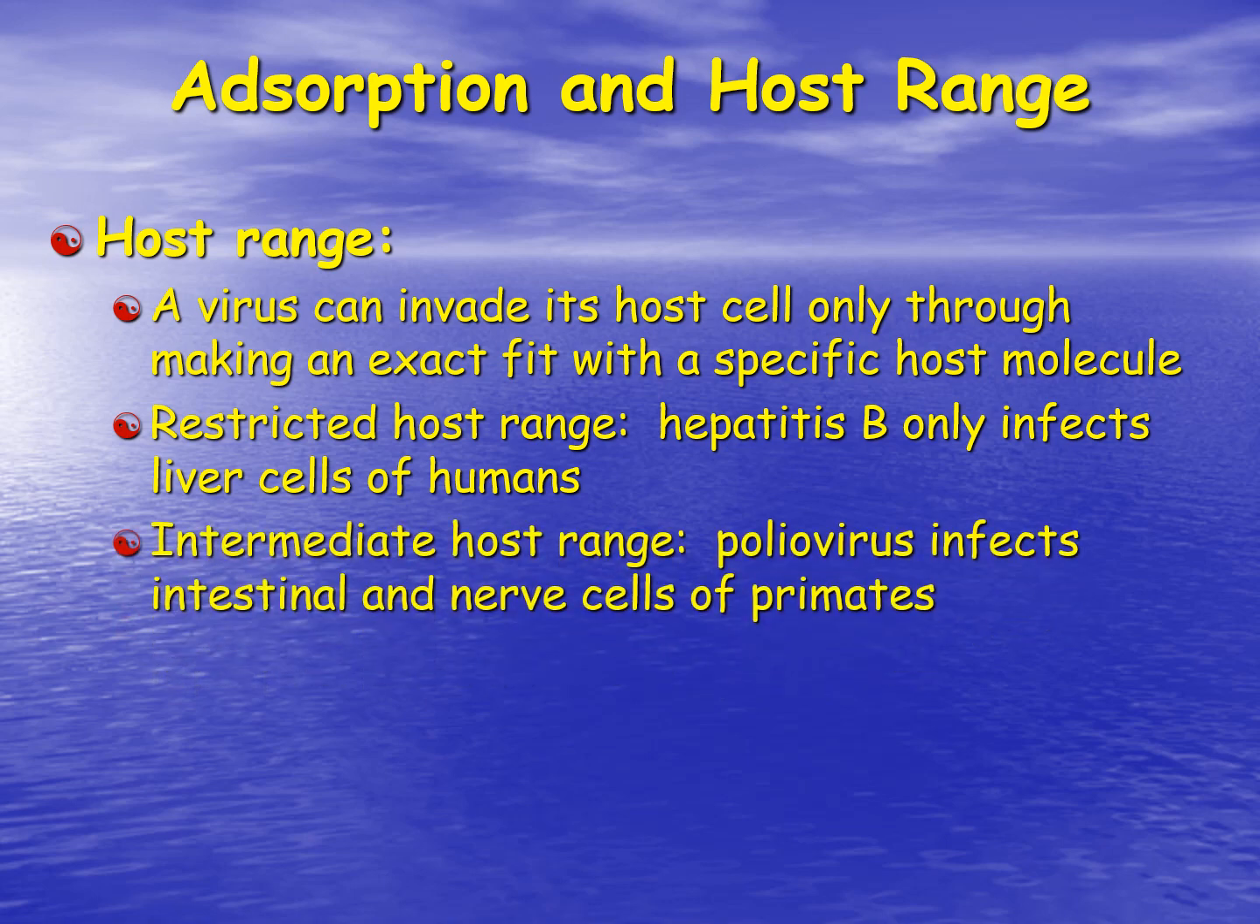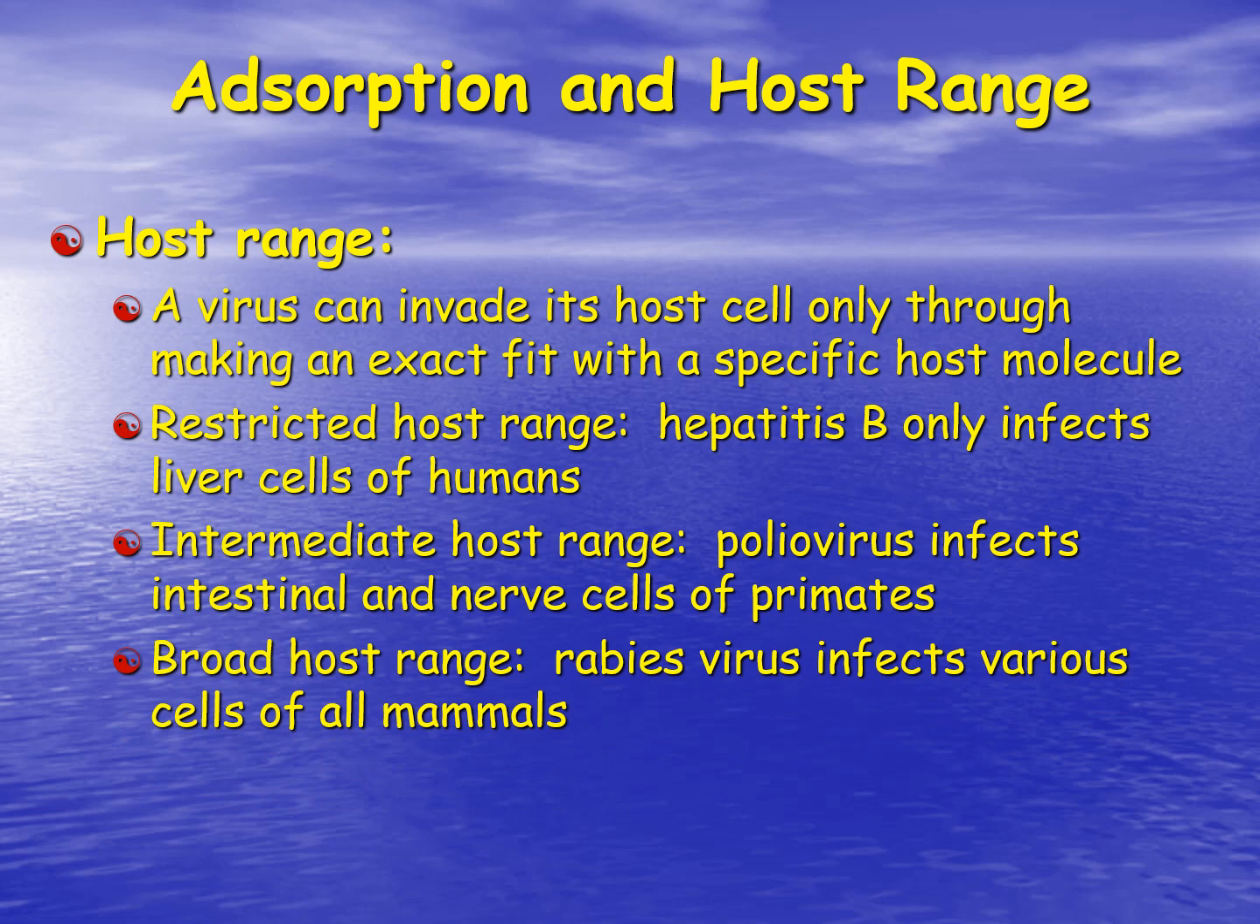Intermediate host range, such as poliovirus, can infect intestinal and nervous cells of any primate. And broad range hosts, this means that a virus typically will be able to infect cells across many species. And a good example here is rabies virus. Rabies virus can infect the muscle cells and neurons of any warm-blooded mammal.